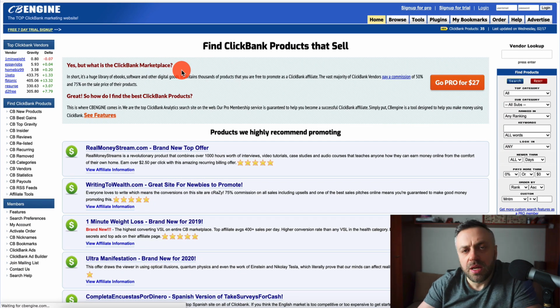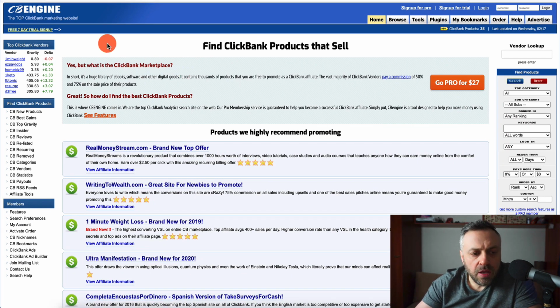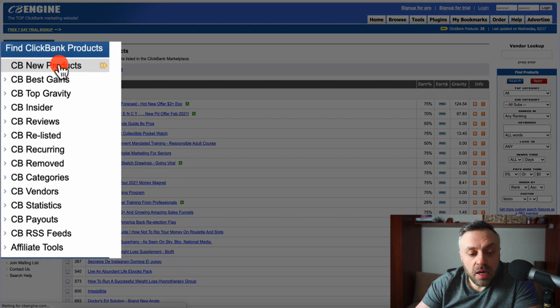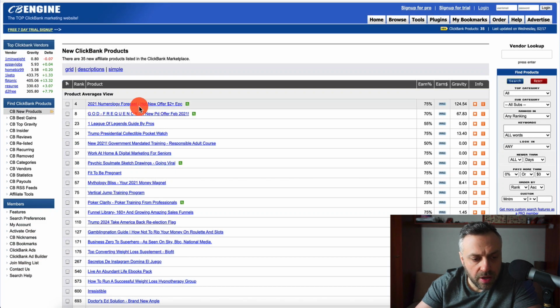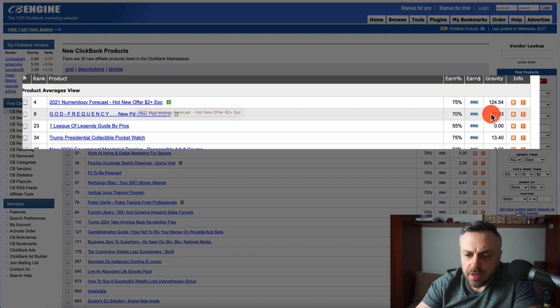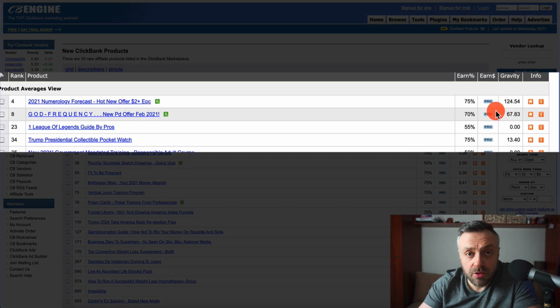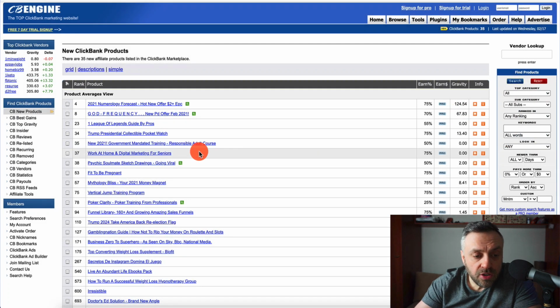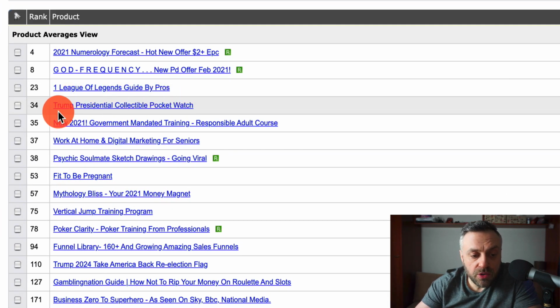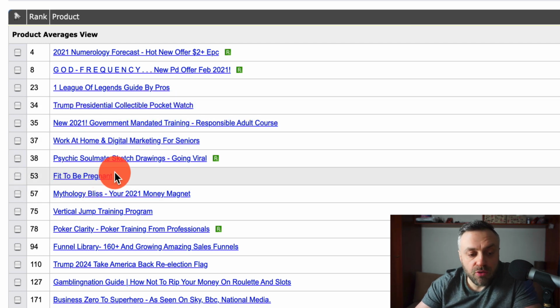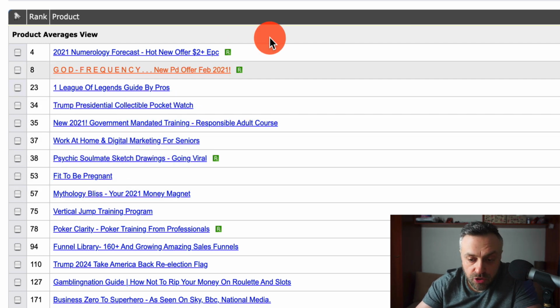Now there are two ways to browse the site, okay? The first way, I really like this way. I go to new products, and I see new products that just came out recently, and I can learn what kind of products there are. We have Numerology Forecast. Okay, here's the gravity for it, and I'm going to talk about gravity in a second so that you understand. We have League of Legends Guide by Pros. We have Trump Presidential Collective Pocket Watch. We have Fit to be Pregnant, Psychic Sketch Drawings.